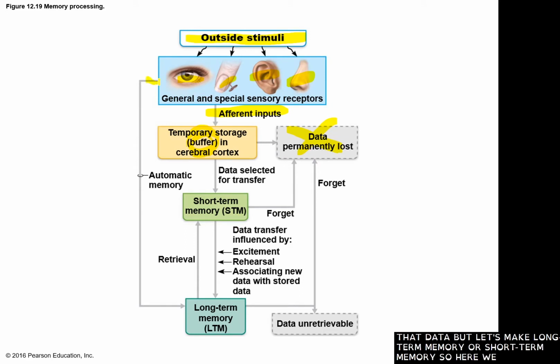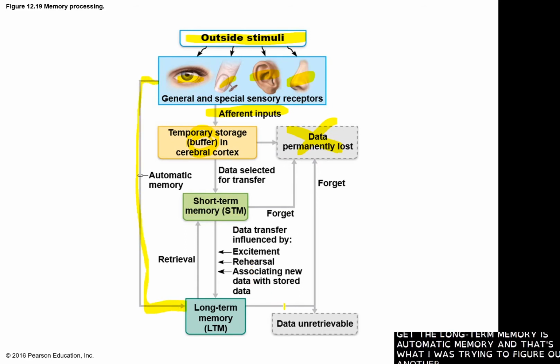So here, one pathway to get to long-term memory is this automatic memory. And that's what everyone's trying to figure out. And not as much is known about transferring this outside stimulus directly to automatic memory. Usually it takes a very strong stimulus for this to happen. But here, the data is selected for transfer then. This becomes momentarily short-term memory, and then you typically forget it and it's lost.